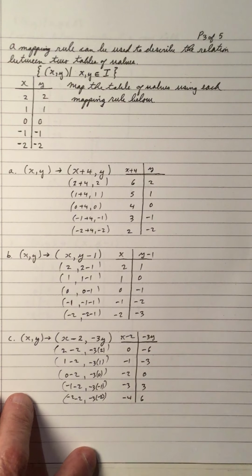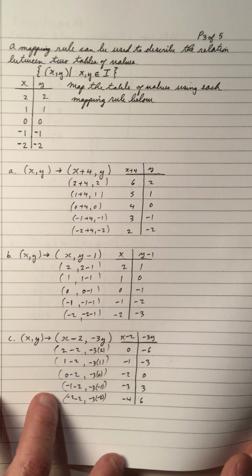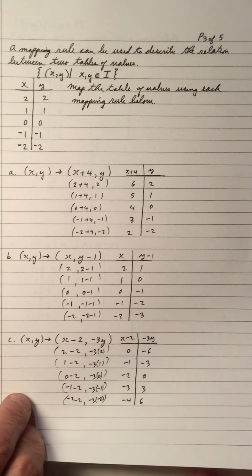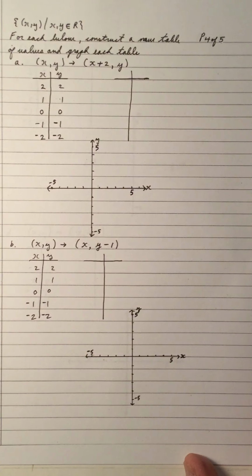And again, you can apply it to an ordered pair, but when you do a table of values, you apply it to each of the ordered pairs that you have.